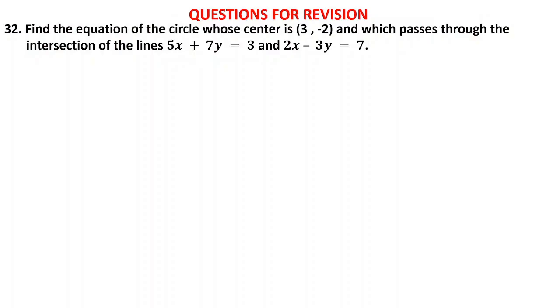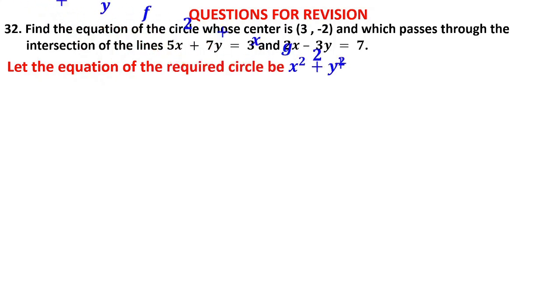Let us go to question number 32. Find the equation of the circle whose center is 3, minus 2 and which passes through the intersection of the lines. The center is given, and if you know the point, you can get the equation. But this can be done in many ways. But let us now go for getting the general equation of the circle. Let the equation of the required circle be x square plus y square plus 2gx plus 2fy plus c is equal to 0.